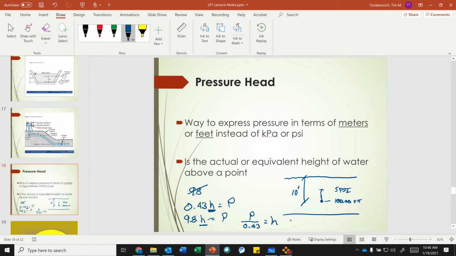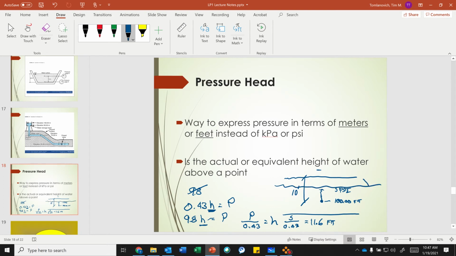Okay, so if I know I have 5 psi divided by 0.43, that's 11.6 feet, so that means I'm above my dam. That is, the water is 11.6 feet above that point. So that means I have an artesian pressure. But basically it's another way we can determine, let's just pretend it's below the dam.